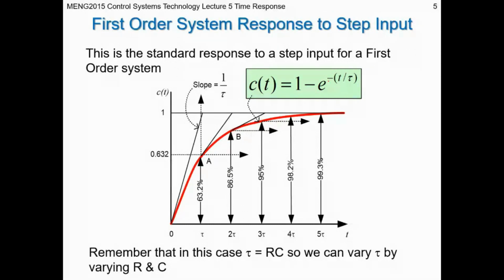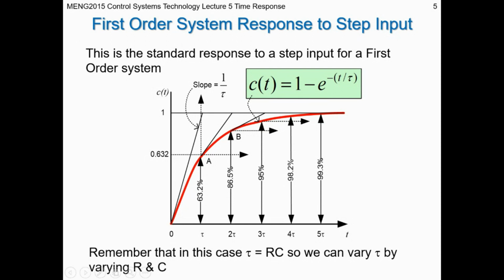Because it's a first order, it will only have one exponential term in the output time response. The 1 comes from the step input. This is a unit 1 step input. This part comes from other elements of the system, the time constant and so on.